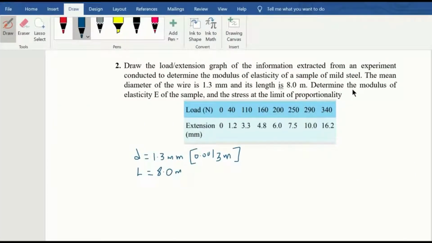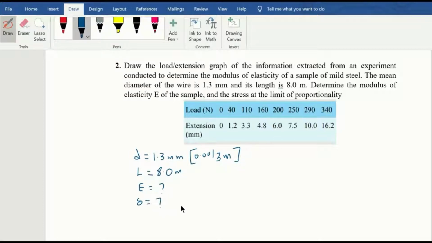We're asked to determine the modulus of elasticity of the sample. So we are finding E. It's not given to us. And also we are asked to find the stress at the limit of proportionality. So the stress is not given to us.